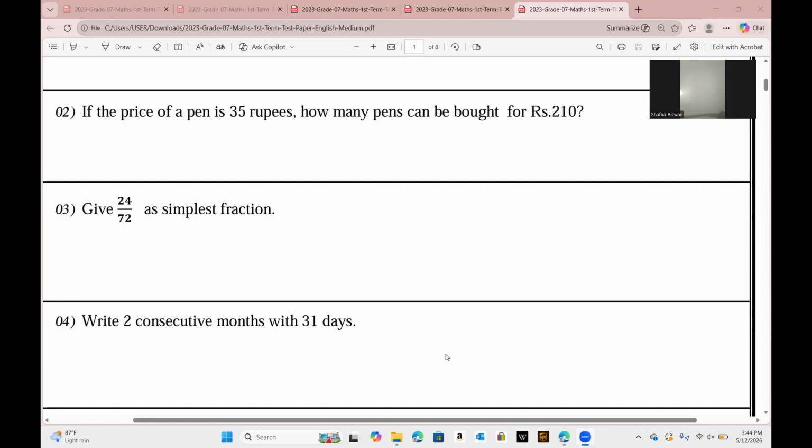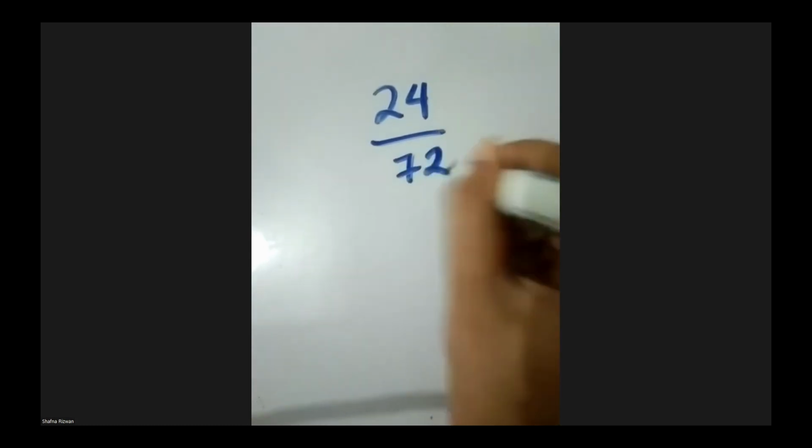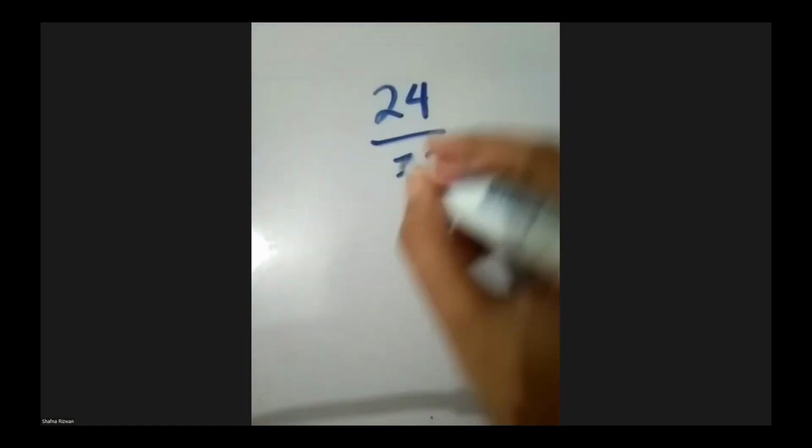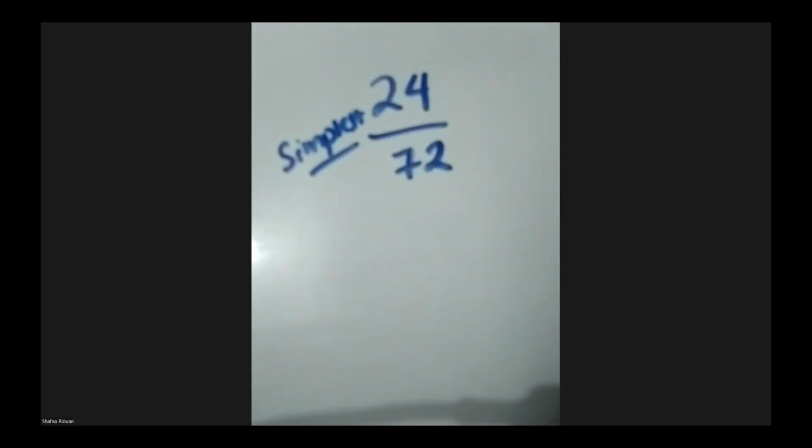How can you do that? If you want to make something into a simplest fraction, always you have to divide this by any number which is common. Now shall we do it? Okay, now let's do that. Now see here, what was the question they had given you? 24 out of 72. Now they are asking you to write this in the simplest fraction.